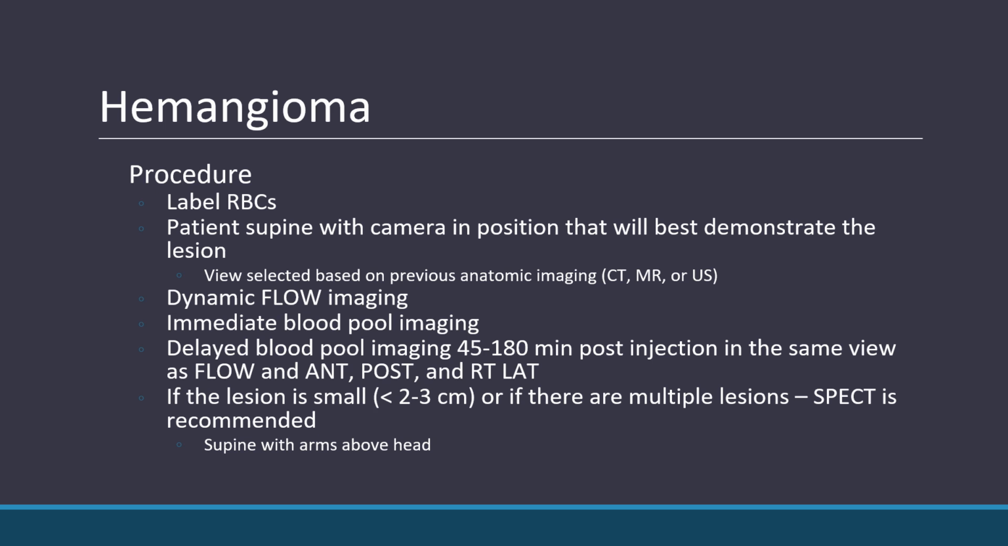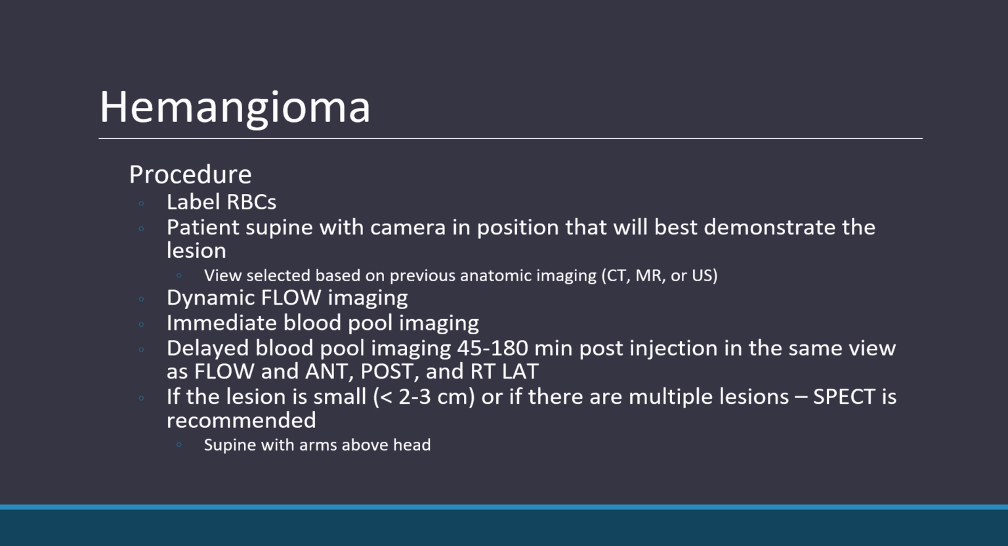And then the patient will be positioned supine under the camera in the position that will best demonstrate the lesion. So this is where it's important to look at any other studies that they've had in the past, because that will tell you if the hemangioma is more on the side and the anterior or posterior of the liver. Wherever you're most likely to see it, that's where you'll start your dynamic flow imaging, followed by immediate blood pool. The delayed blood pool imaging is 45 to 180 minutes after injection, and the same views that you took in the earlier images. So you'll do the flow, anterior, posterior, and right lateral.